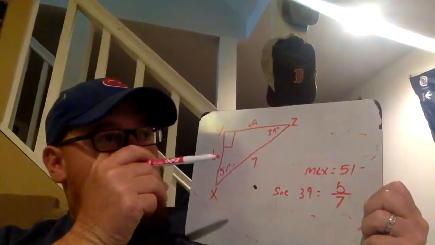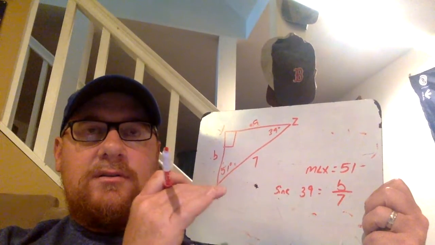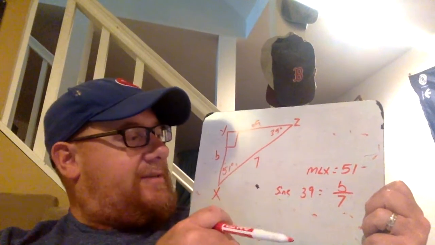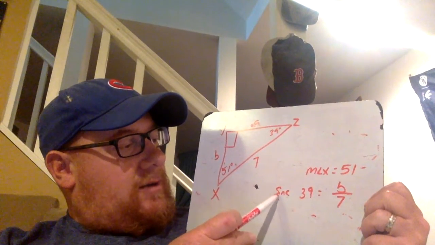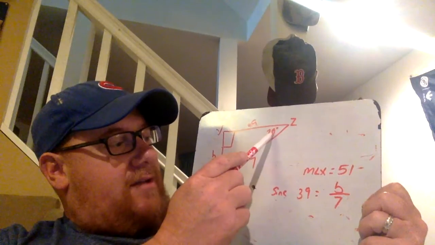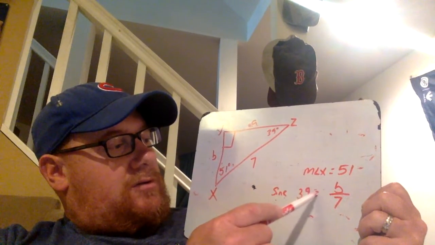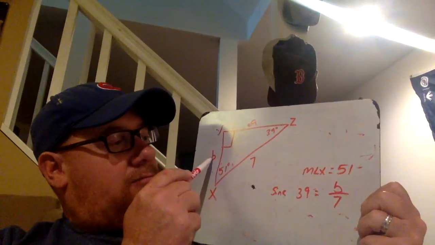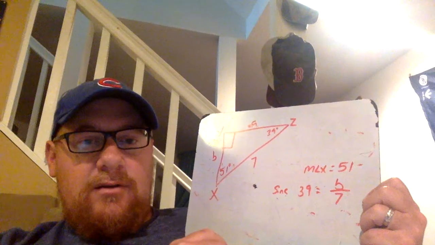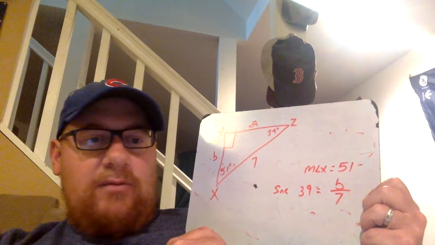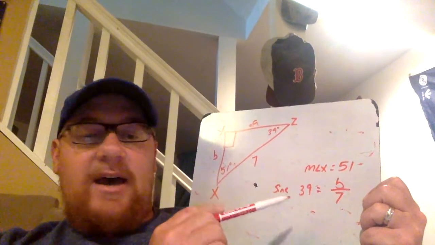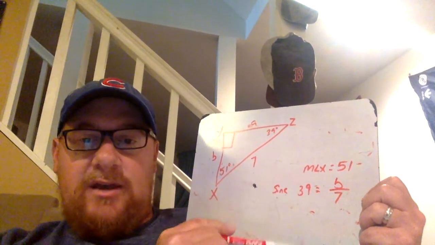Okay, and if you remember, I can use sine, cosine, tangent to find missing sides. So now, if you look, sine 39. Okay, so I'm saying the sine of 39 equals opposite, which would be B, over hypotenuse, which is 7. Okay, so all I did was set up the missing side based on sine, cosine, tangent.